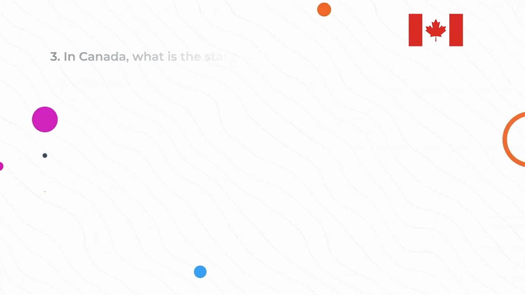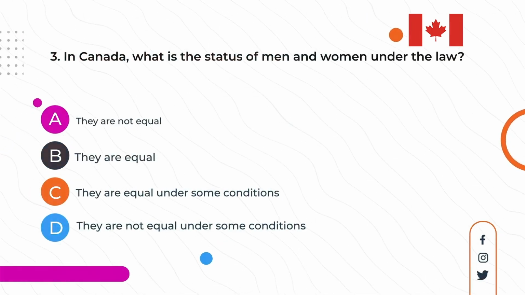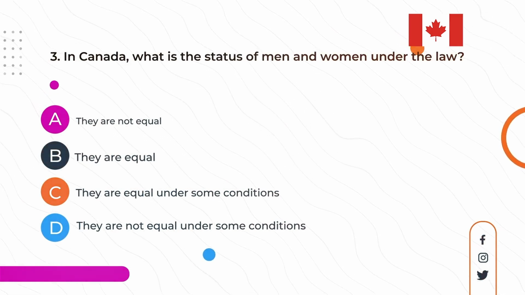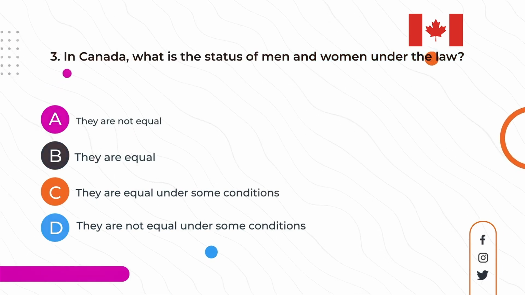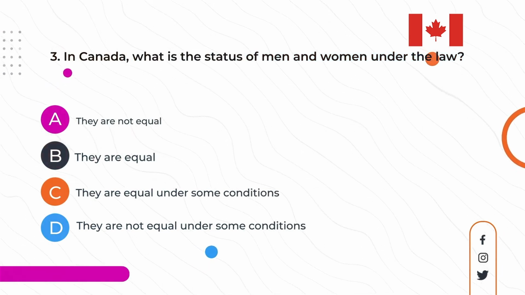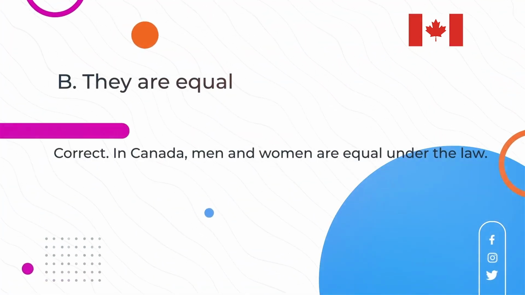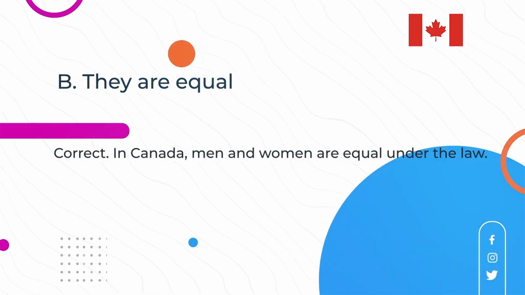Number 3. In Canada, what's the status of men and women under the law? A. They're not equal. B. They're equal. C. They are equal under some conditions. D. They are not equal under some conditions. Answer: B. They're equal. Correct. In Canada, men and women are equal under the law.